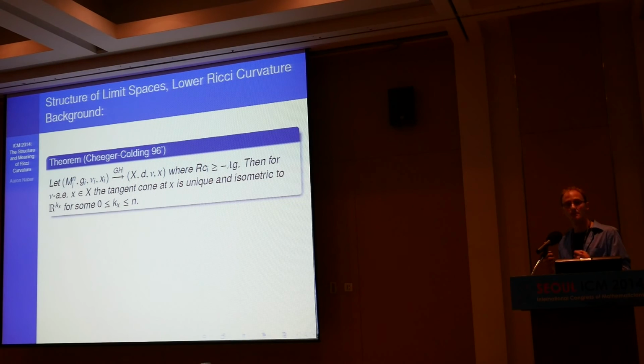If you don't know what these words mean, it just means when you zoom in very closely, it looks a lot like Euclidean space, which is a very reasonable thing. And it's obviously a much stronger statement than an arbitrary metric space.